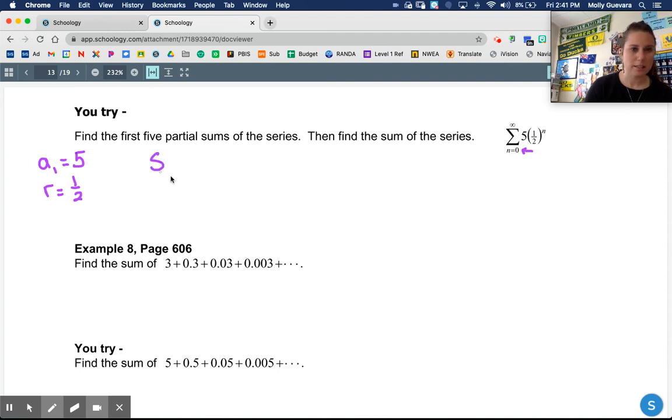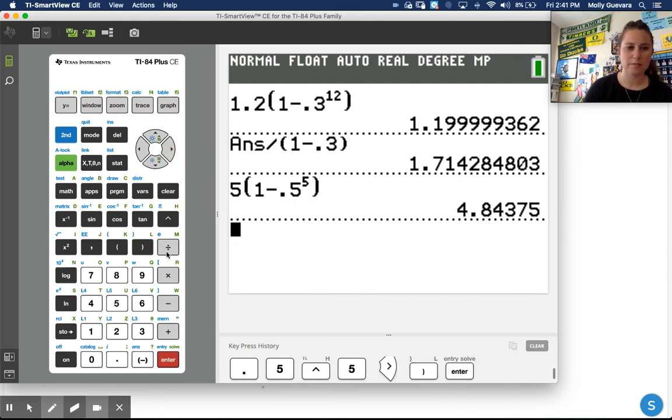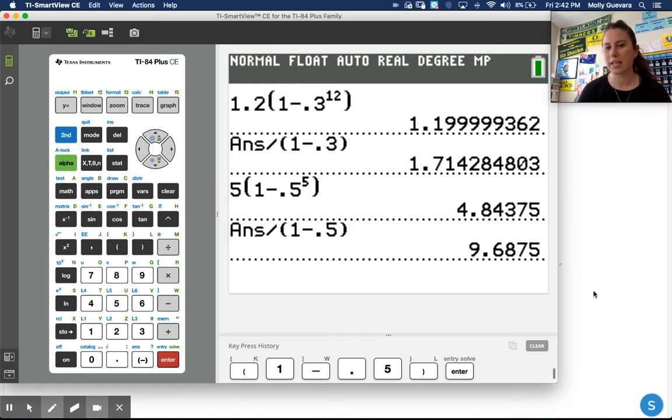So to find the sum of the first 5 terms, I'm going to take my first term, and I have 1 minus 0.5 to the 5th, all over 1 minus 0.5. And I do my calculator work. Again, I'll show you how I do this. I usually do 5 times 1 minus 0.5 to the 5th, and then I hit enter, and then I divide it by 1 minus 0.5. I know that 1 minus 0.5 is 0.5, but still. I divide it, and I get 9.6875.